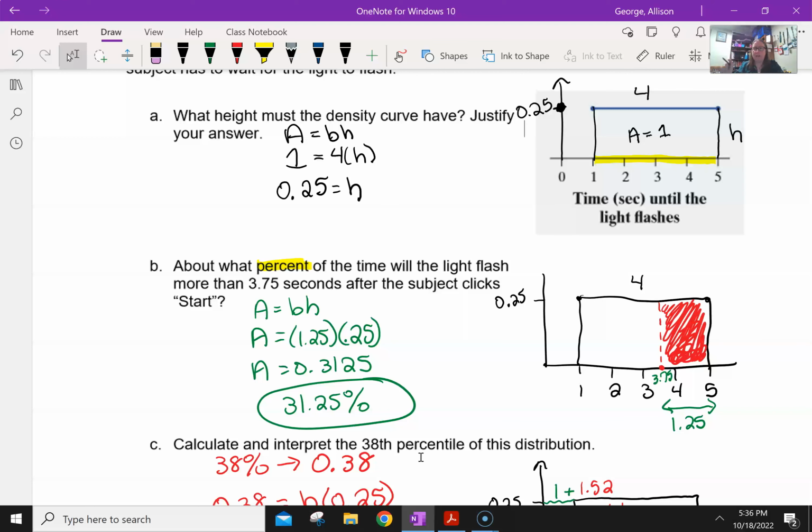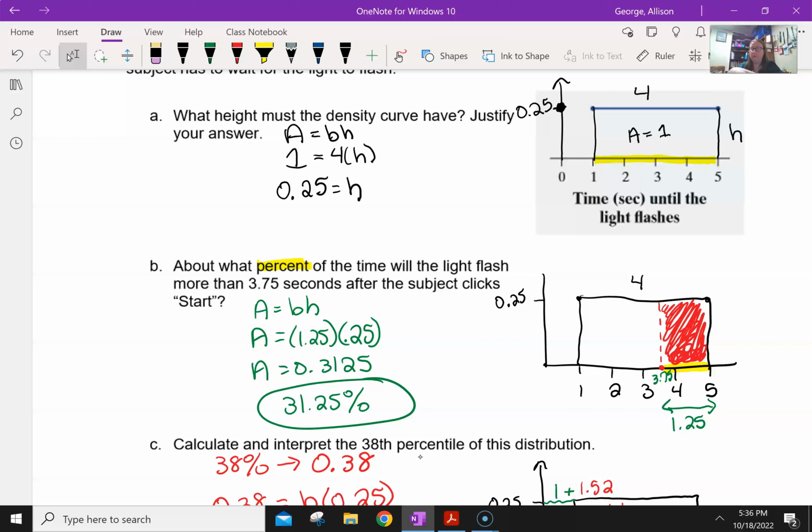So the area of the whole rectangle is 1. I just need the area of that piece. So what we need to do is figure out what our base and our height are for just that small rectangle. Well, the good news is the height is the same. We don't have to do anything new there. So our height is still 0.25. Then I went down to the x-axis and said, okay, how long is this piece? And it's 1.25. So going from 3.75 to 5, it's 1.25. So I used the same area of a rectangle formula, calculated, and ended up getting 31.25%.